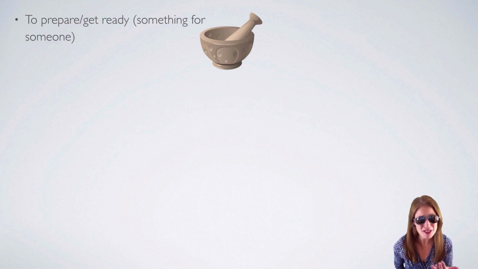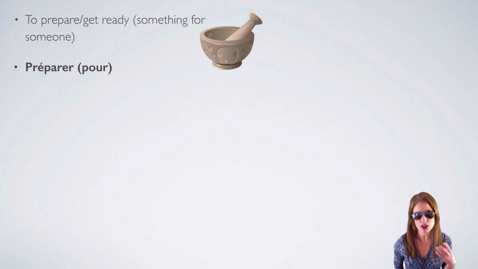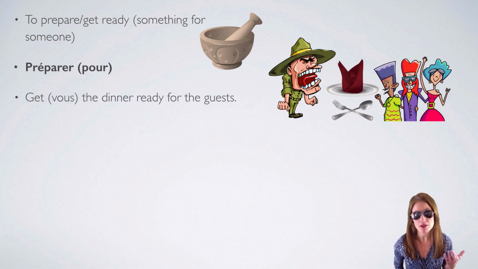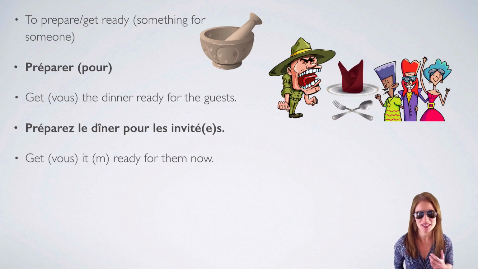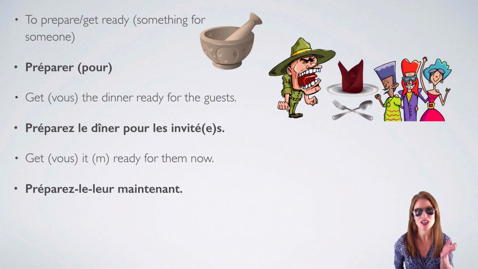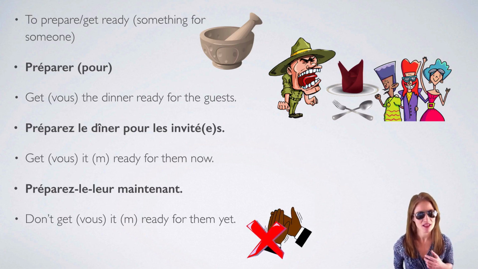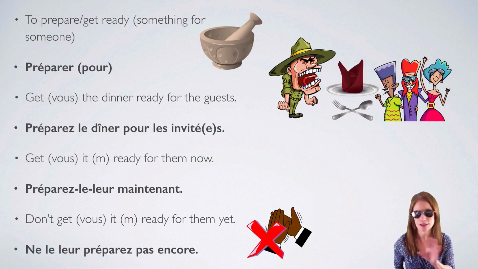To prepare, but we often say instead of prepare, to get ready. Something for someone is préparer pour. So don't try and look for get and ready. Use préparer. Using vous, get the dinner ready for the guests. Préparez le dîner pour les invités. Invités, the invited. Get it ready for them now, using vous and your it is masculine. Préparez-le leur maintenant. Maintenant. Don't get it ready for them yet. We're addressing vous and it's still a masculine it. Ne le leur préparez pas encore.